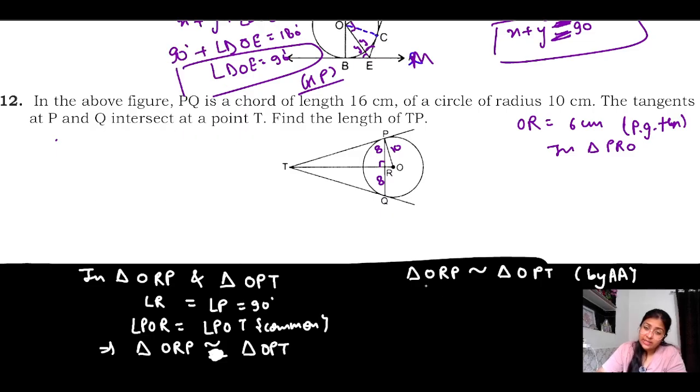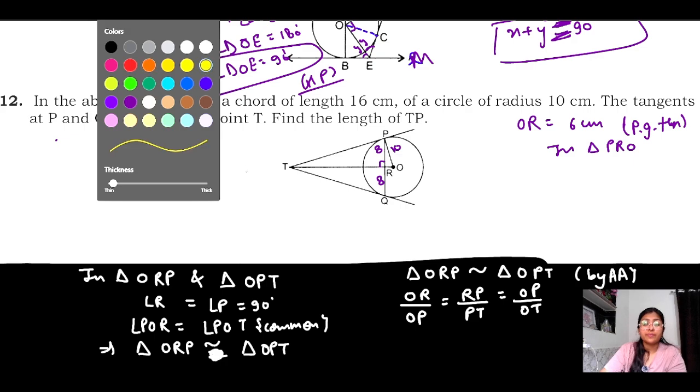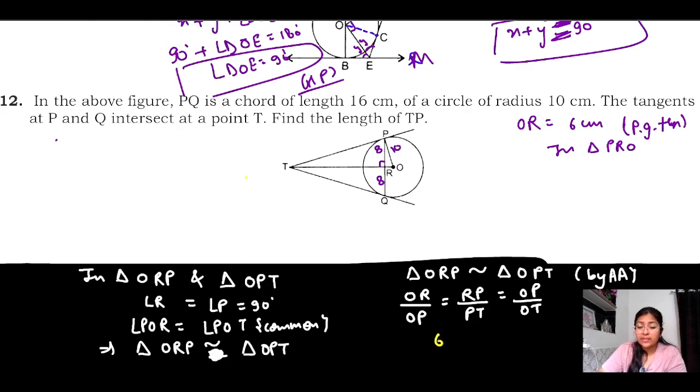So we can write OR over OP is equal to RP over PT is equal to OP over OT. Now write down what you have. OR is 6. OP is 10, the radius. RP is 8. Very good.